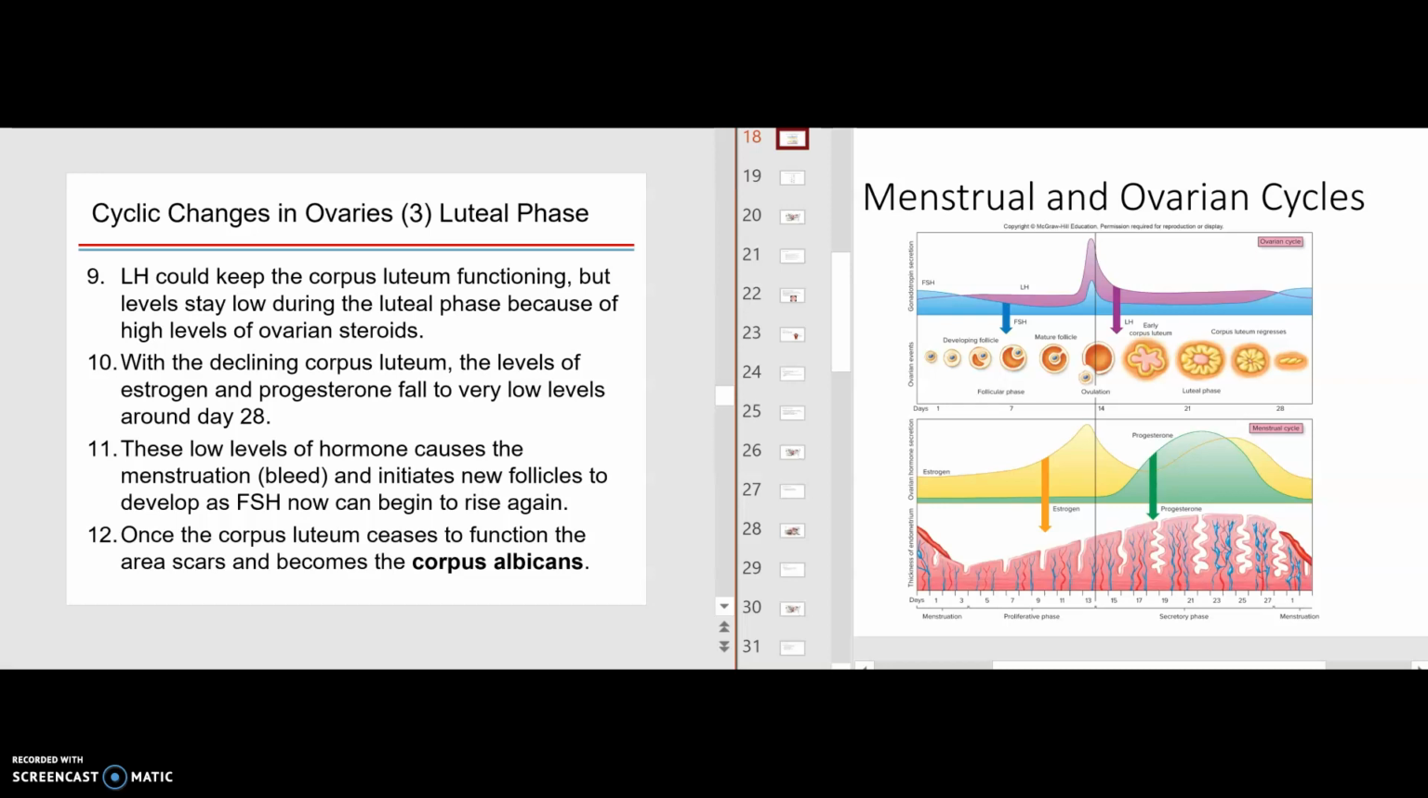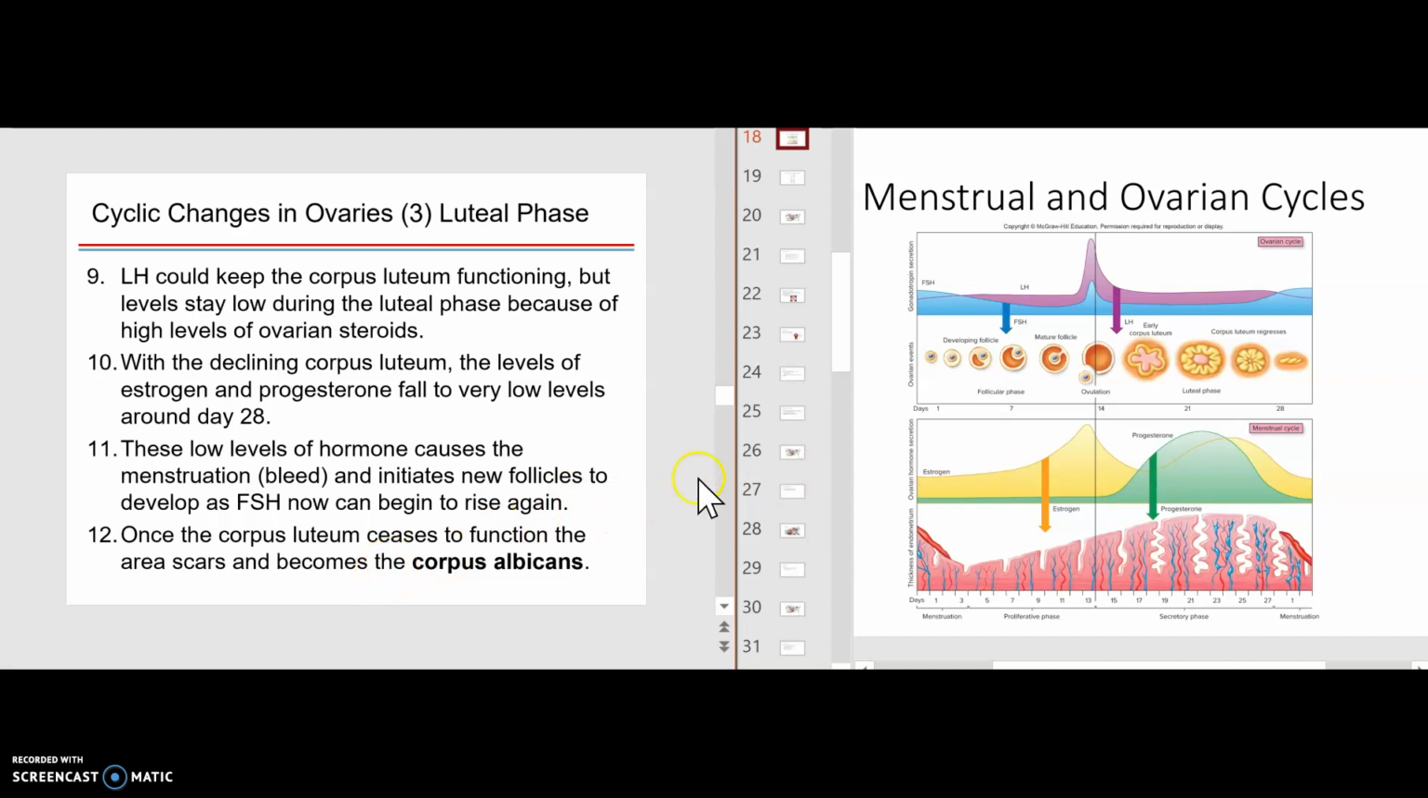LH could keep the corpus luteum functioning, but levels stay low during the luteal phase because of high levels of ovarian steroids, because ovarian steroids are inhibiting FSH and LH from being secreted. These low levels of hormone cause the menstrual bleed because the endometrium starts to lose its stimulus, and that's where the flow of blood as the stratum functionalis is being cleared out, and also causes the new follicles to be able to develop because FSH now can start to rise.